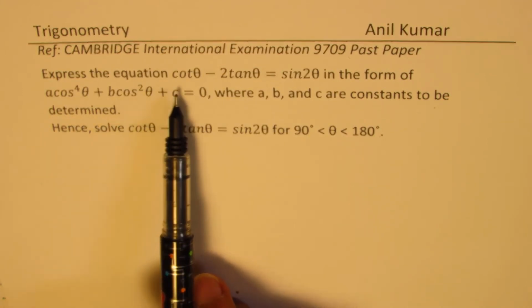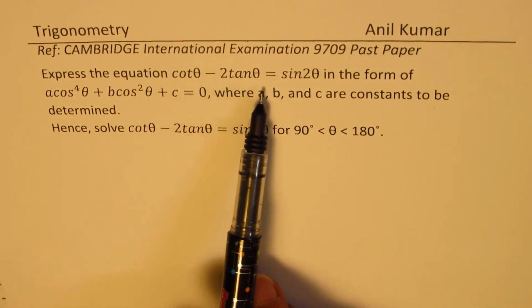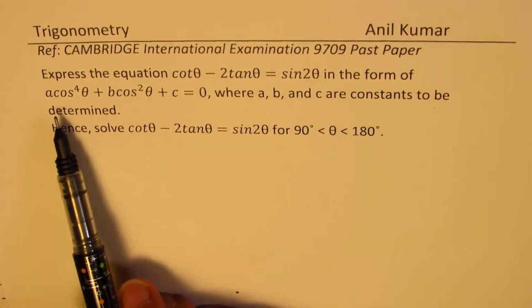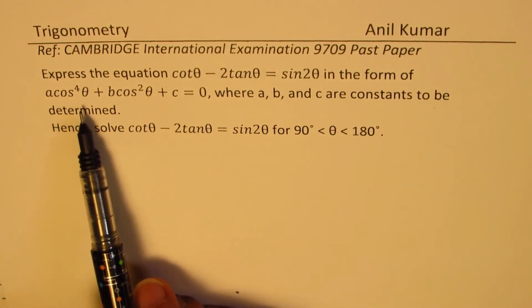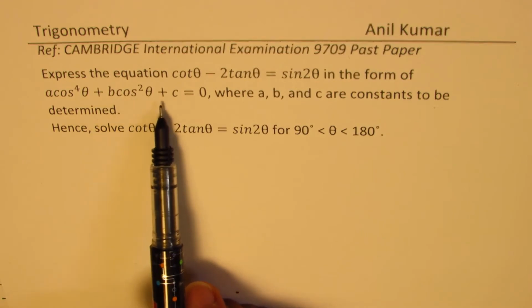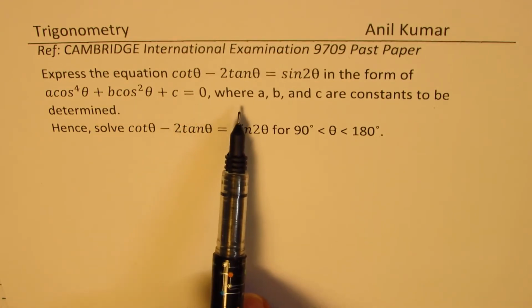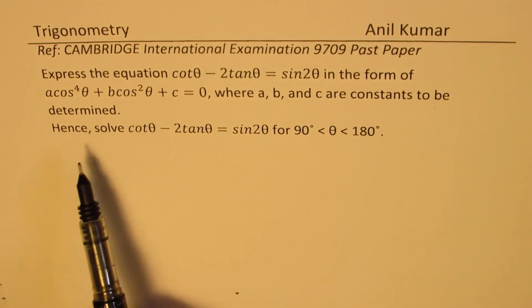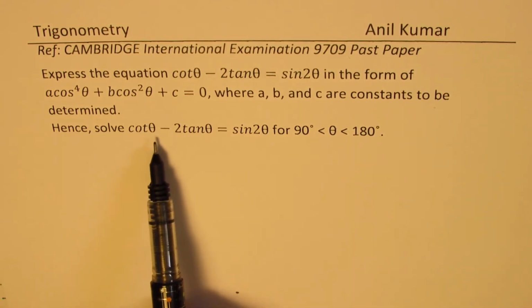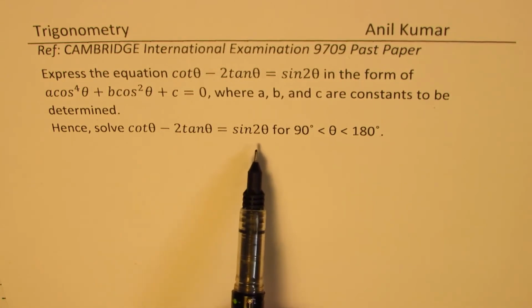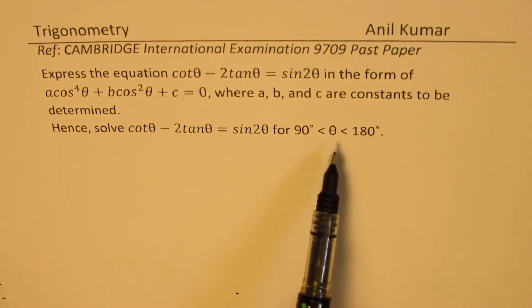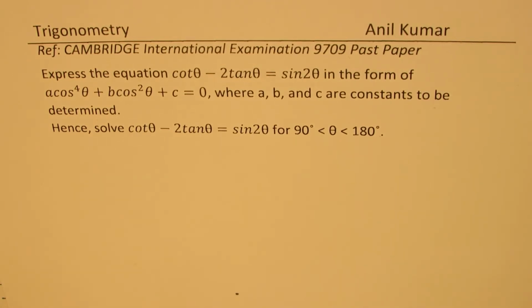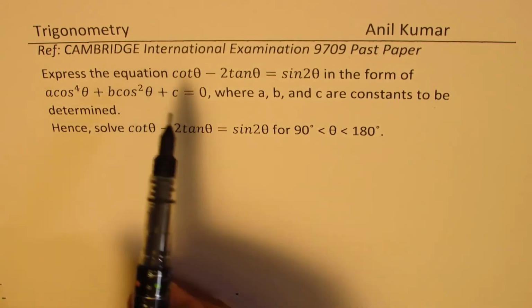Express the equation cotangent theta minus 2 tan theta equals sine 2 theta in the form of A cos to the power of 4 theta plus B cos square theta plus C equals 0, where A, B and C are constants to be determined. Hence solve cotangent theta minus 2 tan theta equals sine 2 theta for theta between 90 and 180 degrees. You can always pause the video, answer the question and then look into my suggestions.